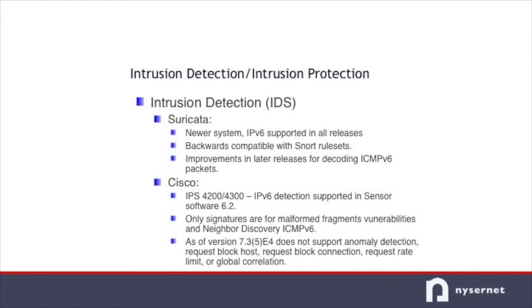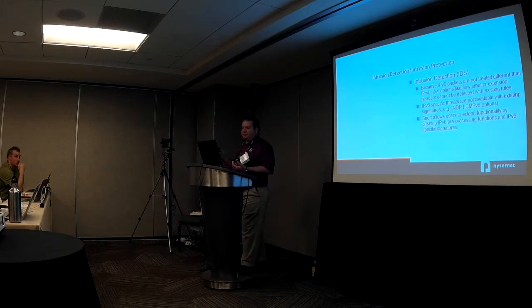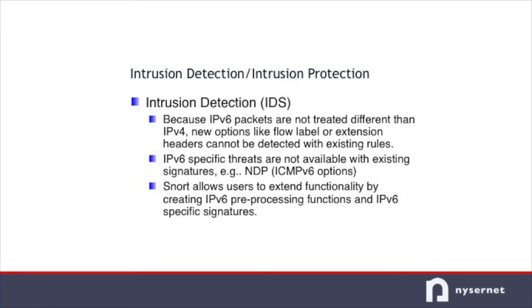With the Cisco IPS, again, you can do some neighbor discovery, but there are still some things that are missing as of the last version that I looked at. Again, depending on what you're trying to do, that might be sufficient for your needs. Going back to what I said at the start of this, IPv6 traffic at layer 7 is not any different than v4. It's application layer traffic.